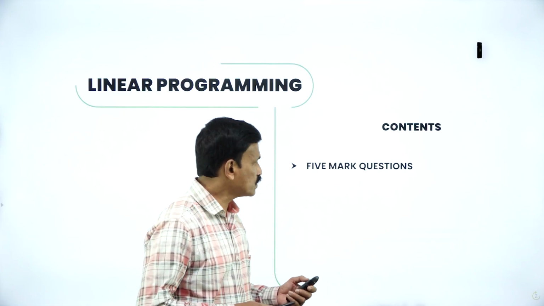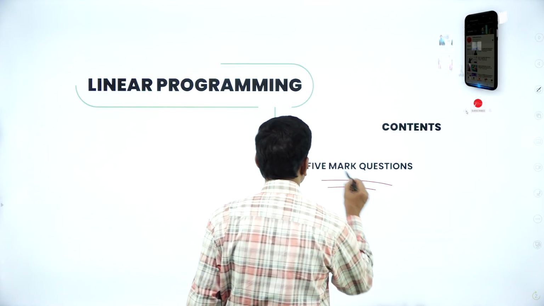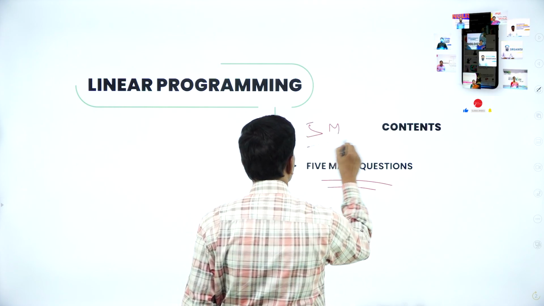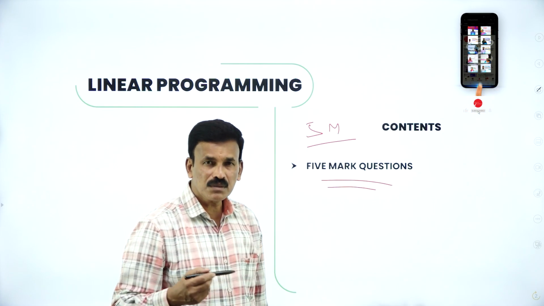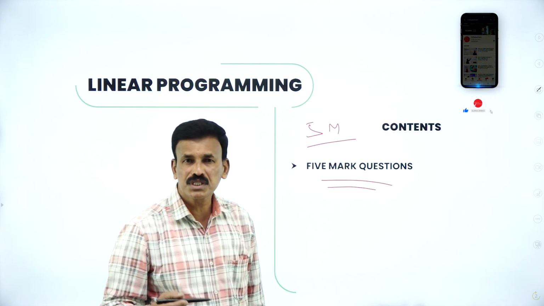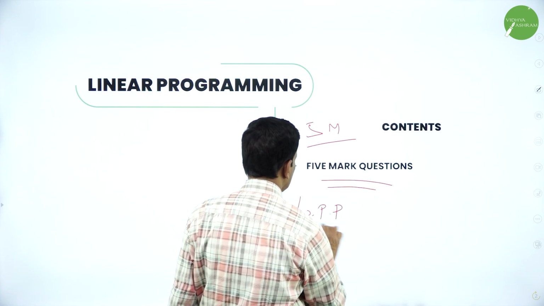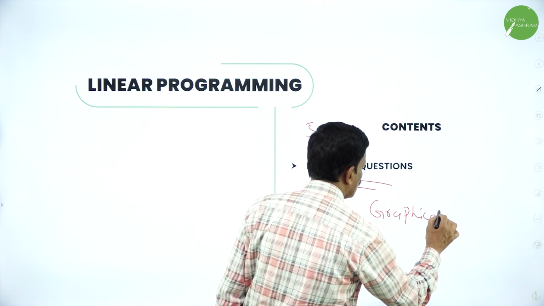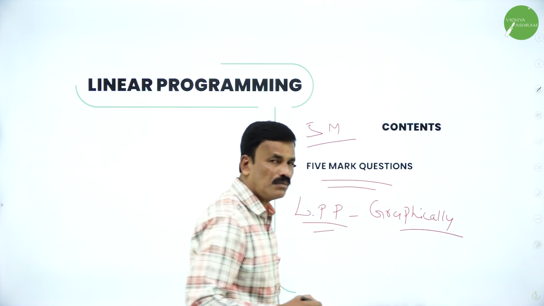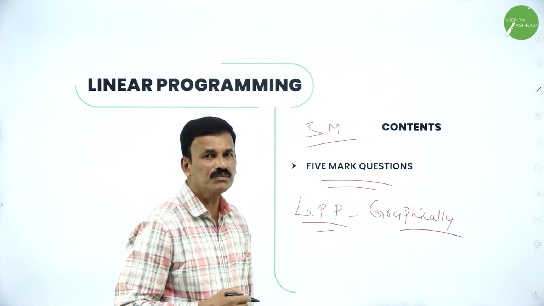So in this chapter, you are going to get one 5 marks question. So only one 5 marker question. That is solving the given linear programming problem using graphical method. So solving a given LPP graphically. You are going to expect one 5 marks question from this.